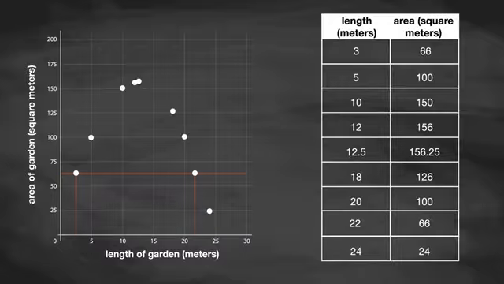The area values on the graph increase and then decrease. There's a point right where the increasing part meets the decreasing part that represents the maximum area. In this scenario, it's a length of 12.5 and an area of 156 1/4.